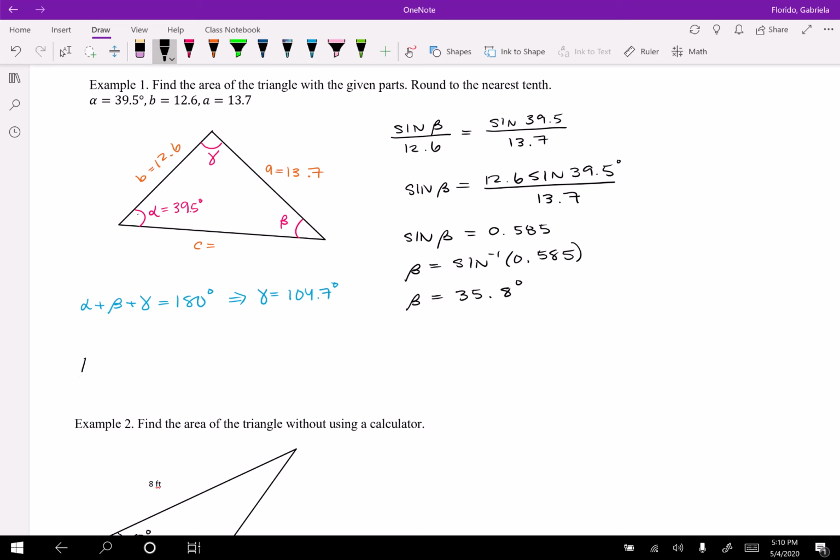And we have the area is equal to 1/2 little b times little a. Again, the order doesn't matter. Multiplication is commutative. So 1/2 little a or little b times little a times sine of gamma. So let's plug all this in. So we have 1/2 times 13.7 times 12.6 times sine of 104.7 degrees. And if we plug that into our calculator, we get that the area is equal to 83.4.